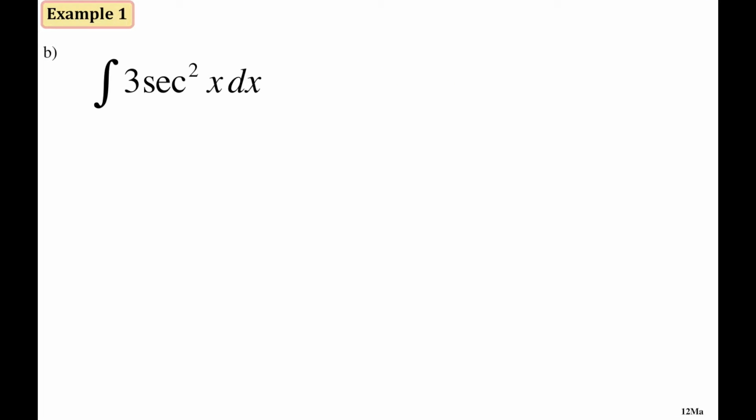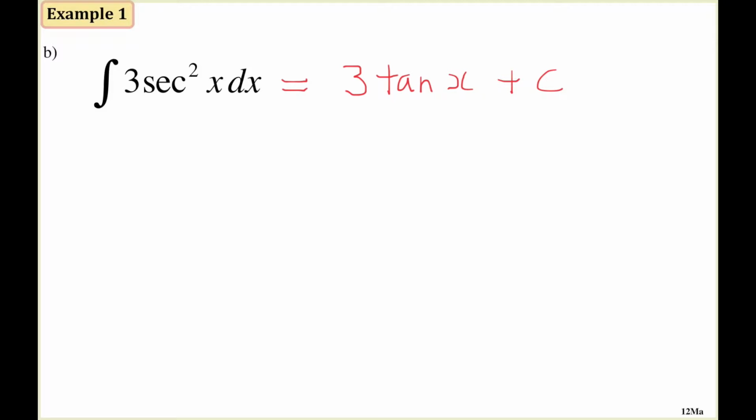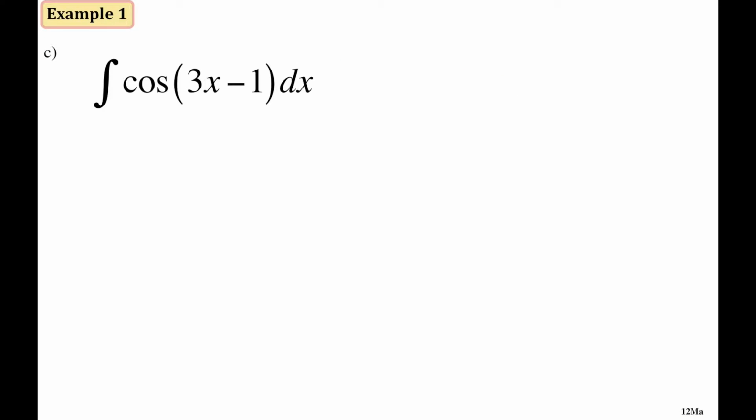Let's try part B, example 1b. We know the integral of sec squared is tan. So the integral of 3 sec squared x will equal 3 tan x plus c. Finished. That's all there is to it. When you know the rules, you just follow them, and there's your answer.